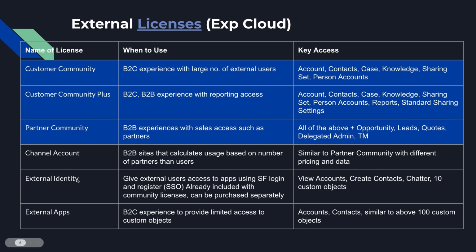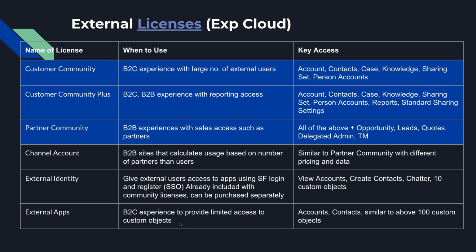External identity is similar to the identity that I already talked about. It gives external users access to apps and being able to log in and register themselves using SSO. But if you are purchasing any of these licenses, they already have external identity, so you don't have to purchase them separately. However, if you decide to purchase external identity first, then you can also upgrade to customer community if needed.